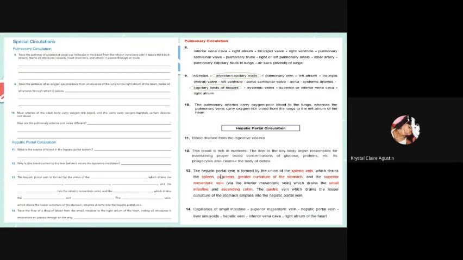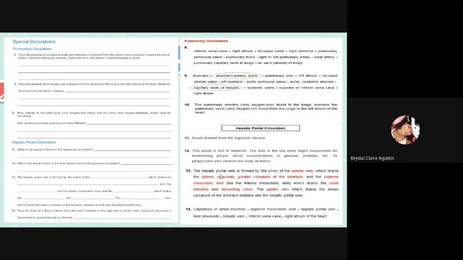So for number 10, most arteries of the adult body carry oxygen-rich blood, and the veins carry oxygen-depleted, carbon dioxide-rich blood. So how are the pulmonary arteries and veins different? The pulmonary arteries carry oxygen-poor blood to the lungs, whereas the pulmonary veins carry oxygen-rich blood from the lungs to the left atrium of the heart, as what I have said earlier in the discussion.